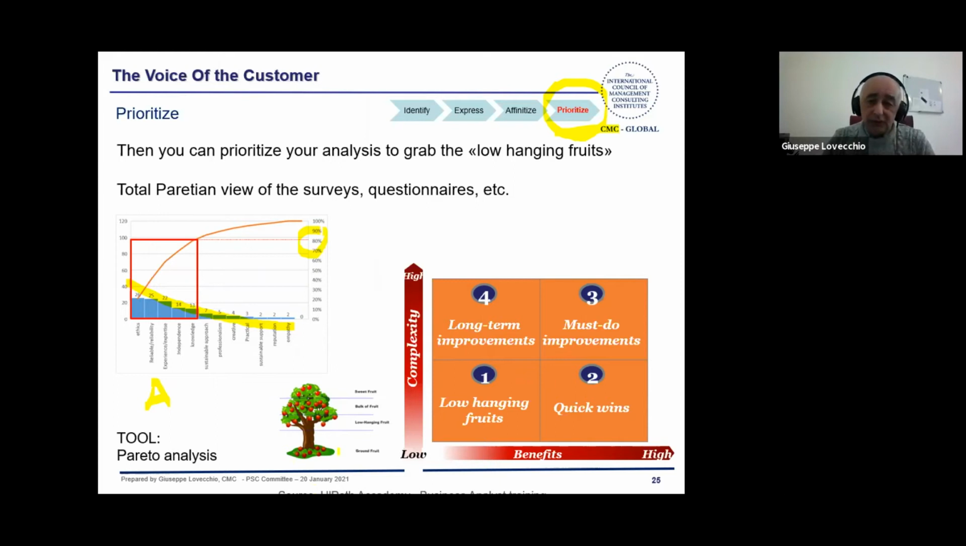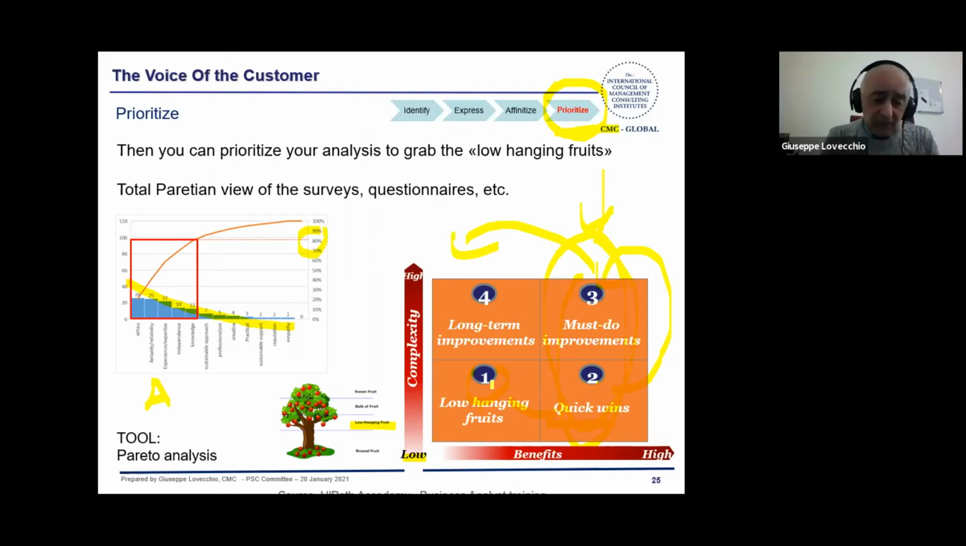But of course, we can also have a journey of prioritization, starting from the low-hanging fruits as a first step: low benefits, low complexity. Then going to quick wins, where the benefits are bigger, and then to must-do improvements: high benefits, so also high complexity. Maybe finishing with long-term improvements, slow benefits. But of course, the best are 2 and 3, normally, where the benefits are higher.